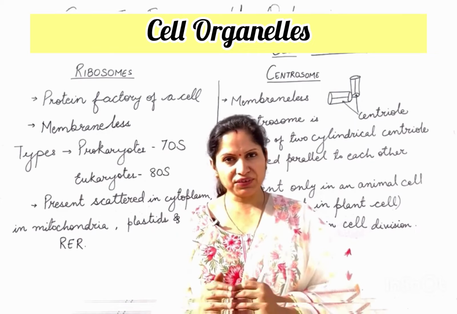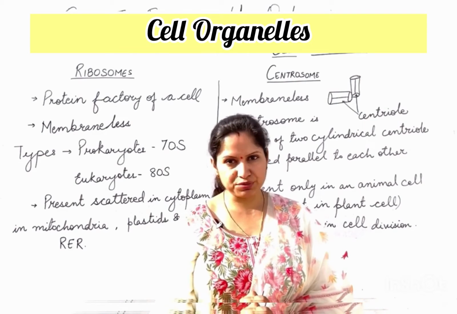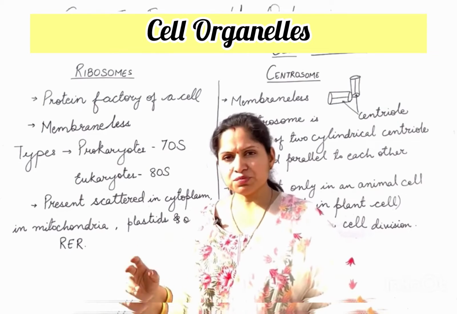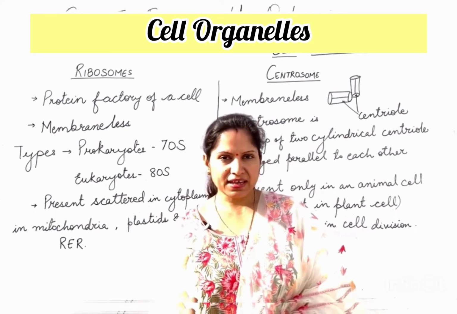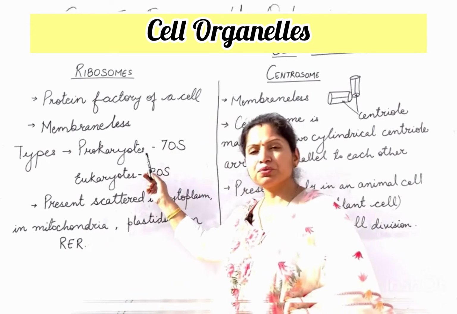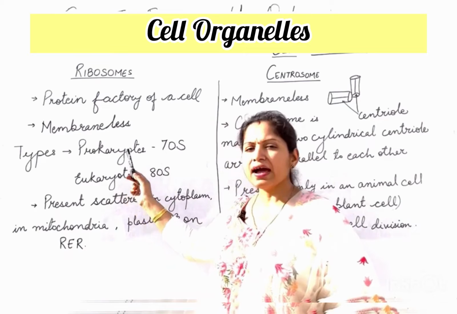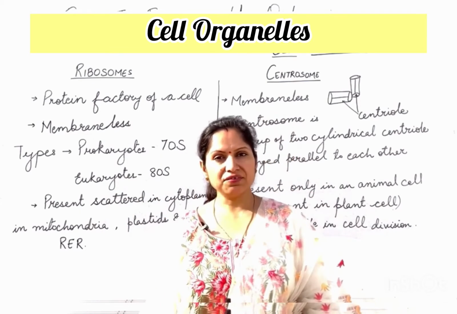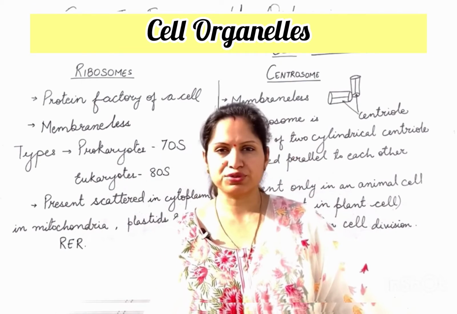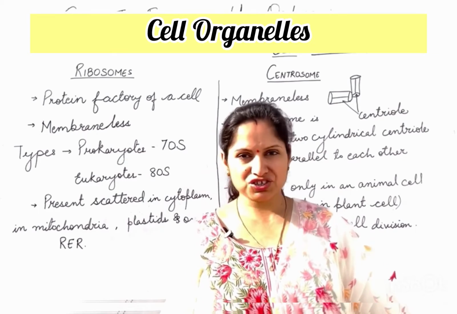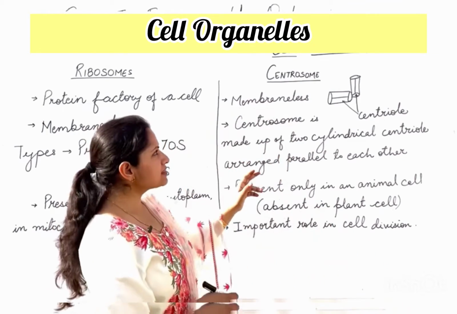One thing that I would like to add that's not given in NCERT is the types of ribosomes. Ribosomes are of two types. 70S ribosomes are seen in prokaryotic organisms, and eukaryotic organisms have 80S type of ribosomes. Okay, so that's not mentioned in the NCERT book.